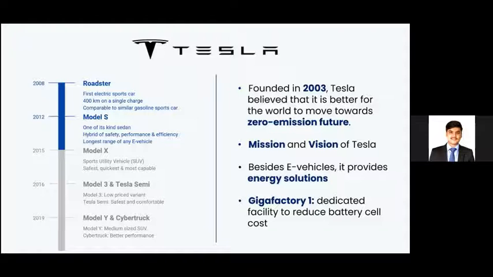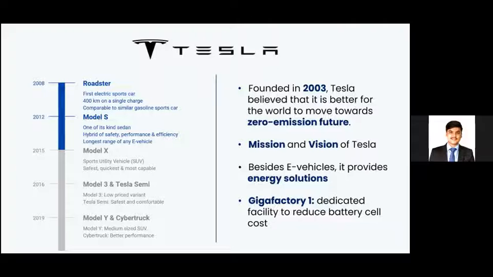Tesla's mission statement is to accelerate the world's transition to sustainable energy, whereas its vision is to create the most compelling car company of the 21st century by driving the world's transition to electric vehicles. With its cutting-edge technology, Tesla launched its first car, the Roadster, in the year 2008, which could run approximately 400 kilometers on a single charge, and its performance was comparable with that of several gasoline sports cars.